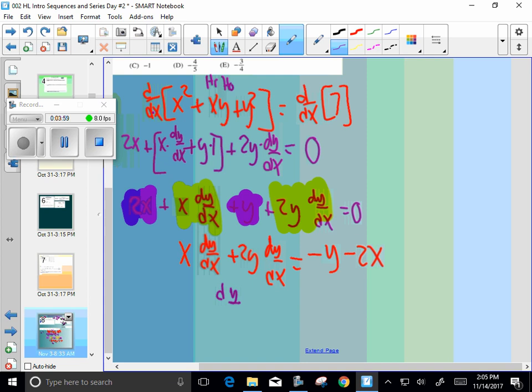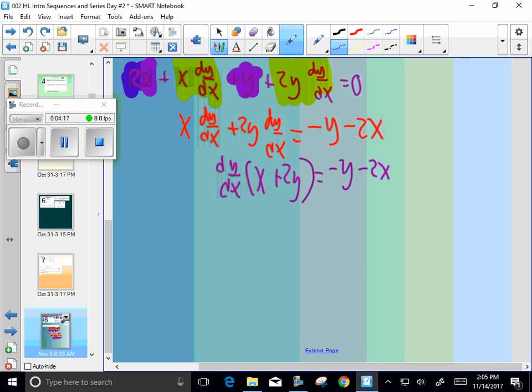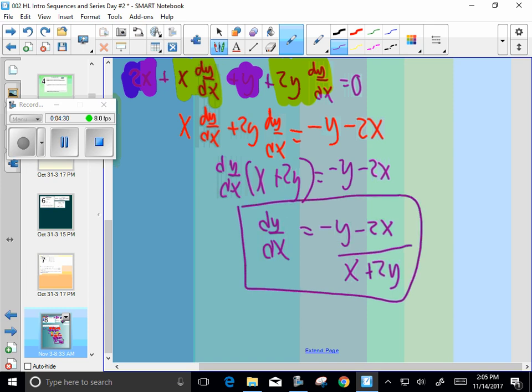What's dy/dx? Can I factor it out? Take out a dy/dx, what's left here? x plus 2y equal to negative y minus 2x. Then, if I solve for dy/dx, the answer, like I was telling you, negative y minus 2x, is going to divide by x plus 2y. And this is my general equation for finding slope.